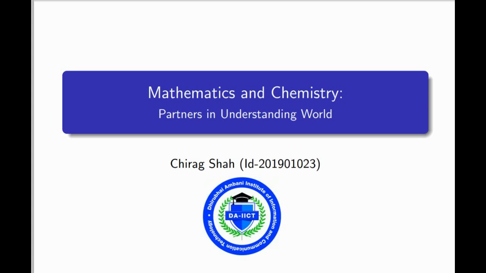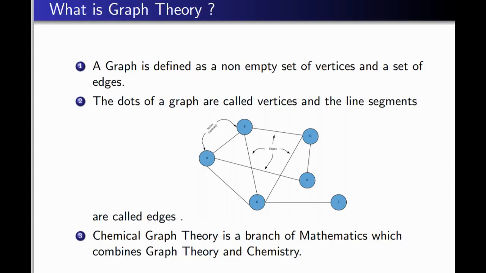So, the first question that arises in our mind is, what is graph theory? So let's see. A graph is defined as a non-empty set of vertices and a set of edges. The dots of a graph are called vertices and the line segments are called edges. As you can see, these are called vertices and these are known as edges. Chemical graph theory is a branch of mathematics which combines graph theory and chemistry.